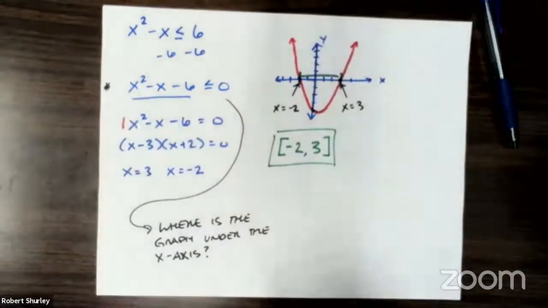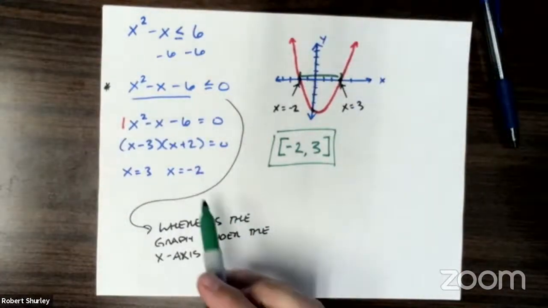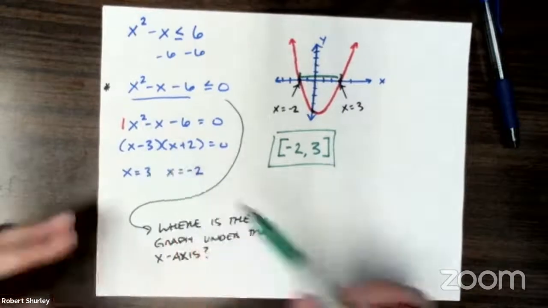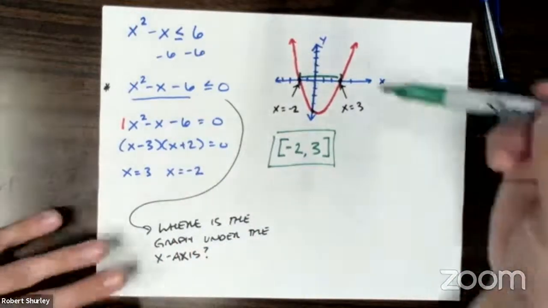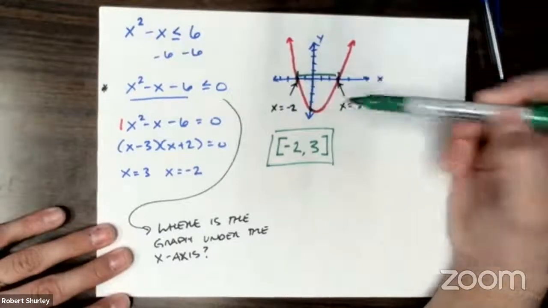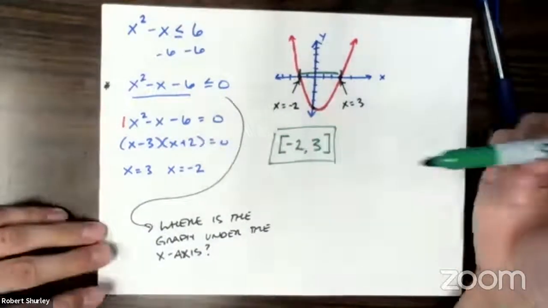Okay, so that's 2 different types of examples. Let's go over one that maybe is a little harder to factor, so we can use a calculator and see where this thing crosses the x-axis and be done. It makes our life a lot easier. Okay, let's look at one.